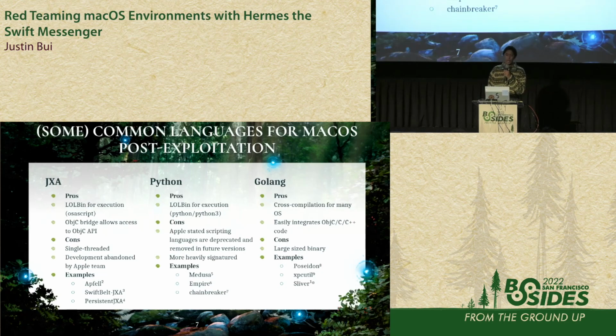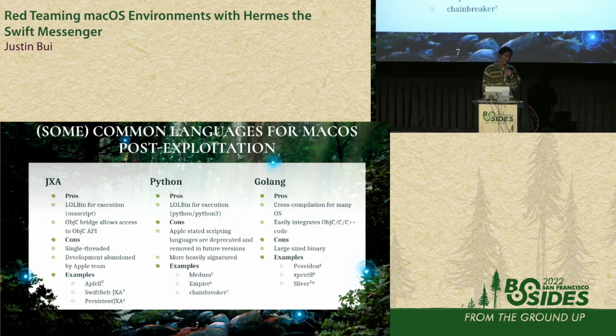The first language I want to talk about is JXA, or JavaScript for Automation. With JXA, you can leverage a LOLBin for execution. A LOLBin is a living off the land binary, so a native binary on disk that you can use to execute code, perform malicious actions, post-exploitation, things like that. In this case, that binary is osascript.